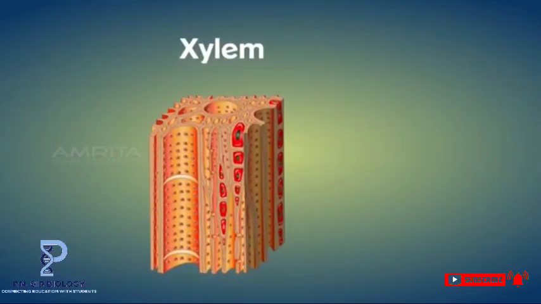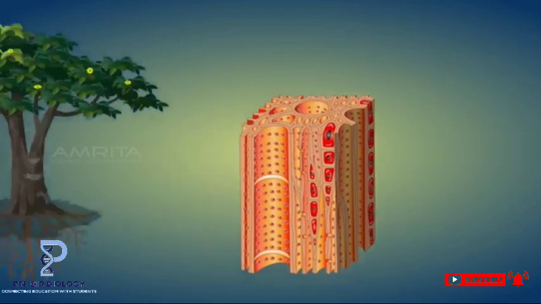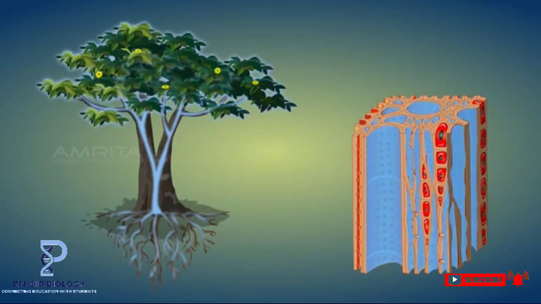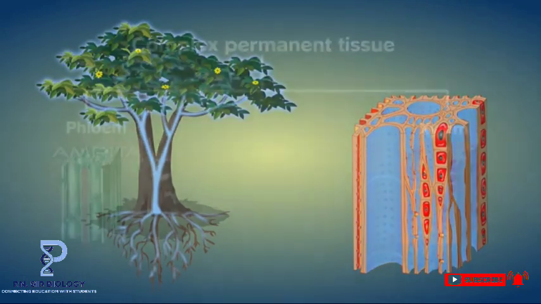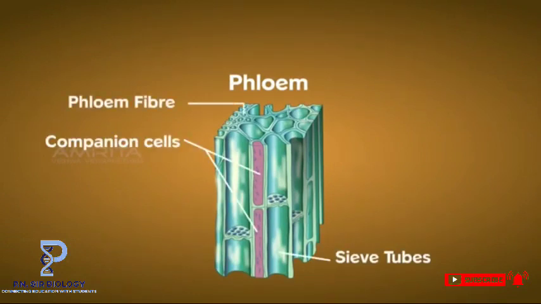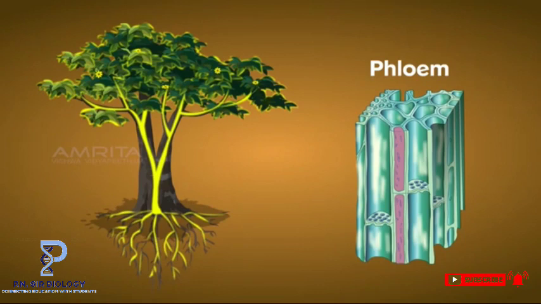Xylem is a complex tissue consisting of tracheids, vessels, xylem parenchyma, and xylem fibers. It transports water and minerals as raw materials from the roots to the other plant parts. Phloem consists of sieve tubes, companion cells, phloem fiber, and phloem parenchyma, which transports prepared food from leaves to the other parts of the plant.